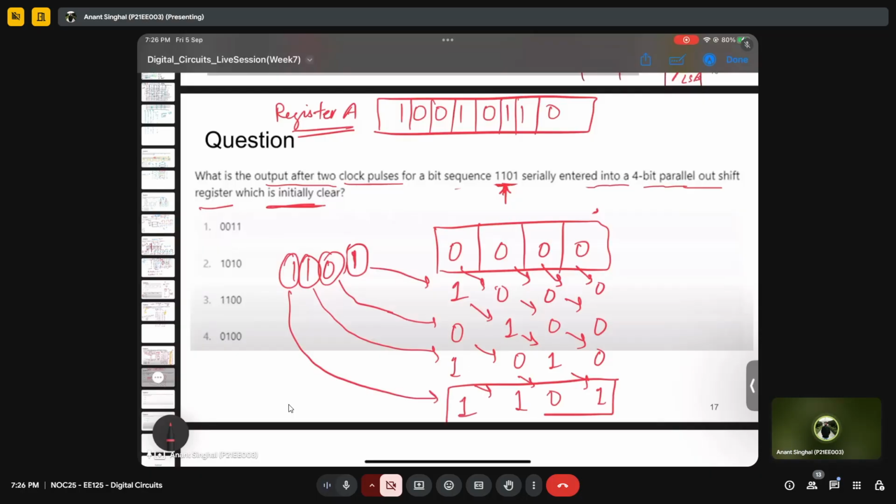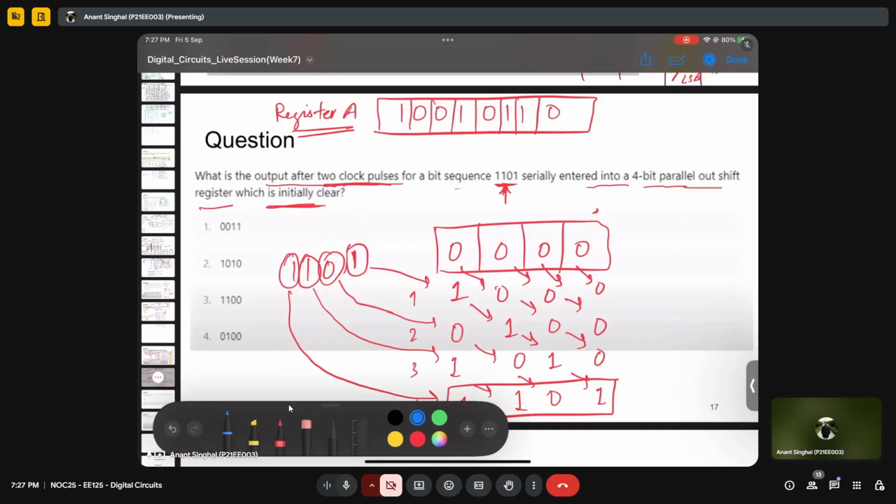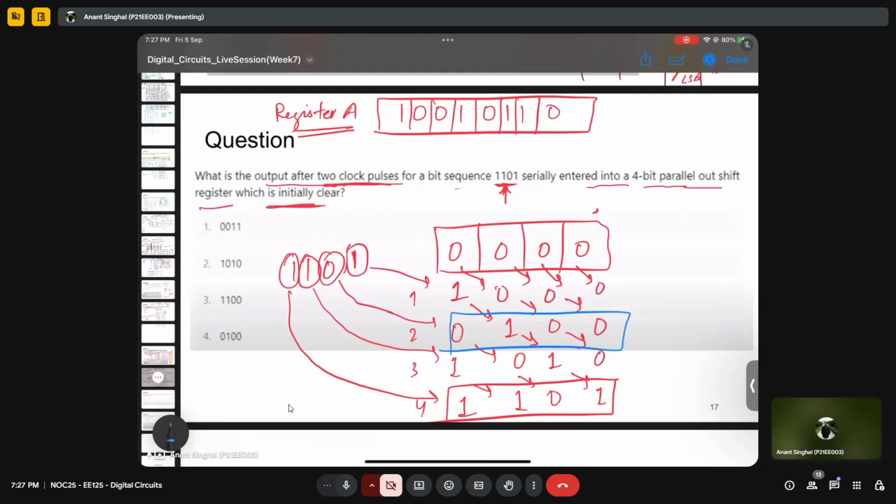Oh sorry, the question said what? After two clock pulses. So this is the first, this is the second, third, fourth. So after two clock pulses, this will be the actual output, which is option, is there any option? Yeah, option 4. Is this clear to everyone? Okay, great. Let's move ahead then.